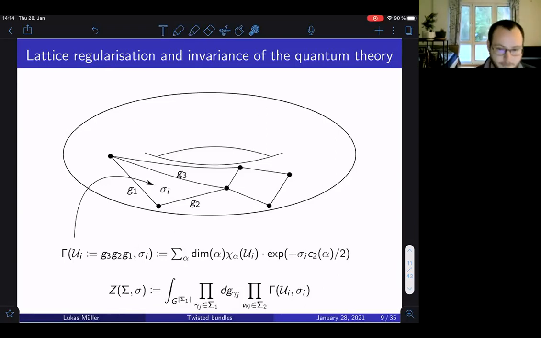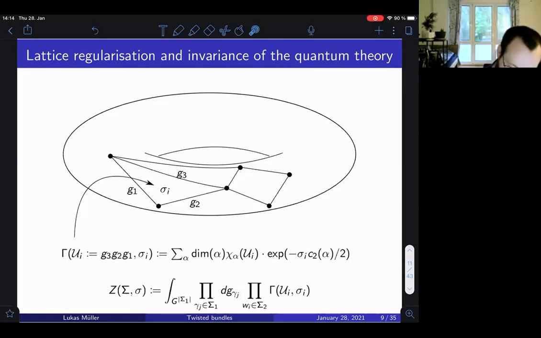Yeah, and most of what I'm now going to tell, I learned from a paper by Witten. And a lot of things I'm going to talk about are just slight generalizations of what he did, at least here. Okay, so let me briefly explain what lattice regularization is.